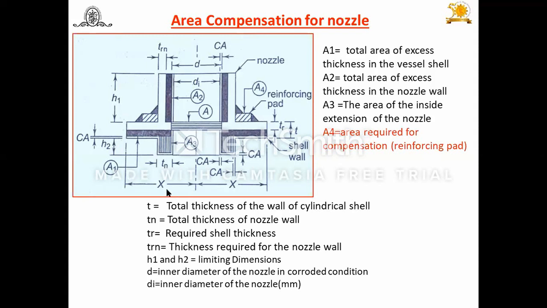Again, you will find here X1 or X. What is X? X is also a limiting dimension along the axis of the pressure vessel, along this arrow. That is important. Otherwise, what will happen? You may cut more portion and add the area. That's why these limiting dimensions are also important while designing these openings and compensating the cut area.